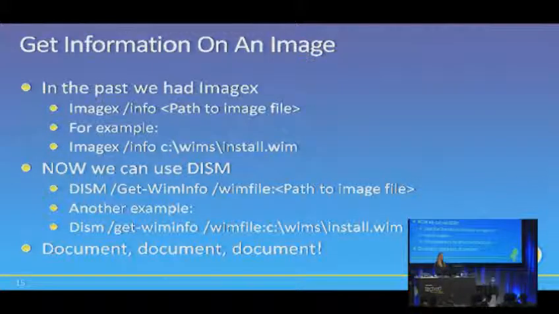The next piece of information is, how do you get info on an image? How do you know what's actually in the image? Is it a WinPE? Is it an operating system image? How many images are inside the WIM file? So getting information can be done in one of two ways, either using ImageX or DISM. I've got examples listed for you here. This is the line for getting it for ImageX, and this is the line for getting it for DISM.